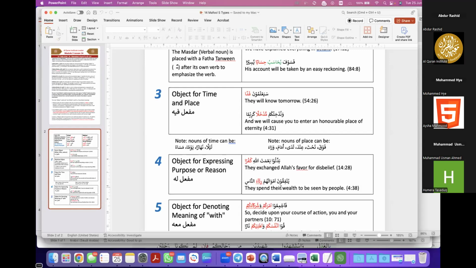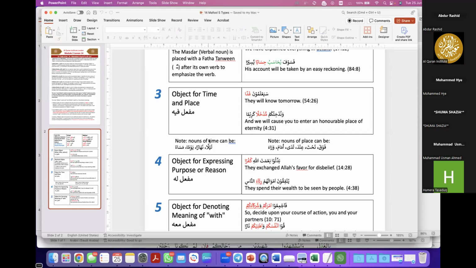There is another name for maf'ul lahu. Can somebody say that? Is it maf'ul liajlihi, Ustad? Liajlihi. Okay, it's correct. Whether it's liajlahu, I'm not sure, but don't worry. Maf'ul liajlihi, I think. So we have to remember. What is that supposed to mean?